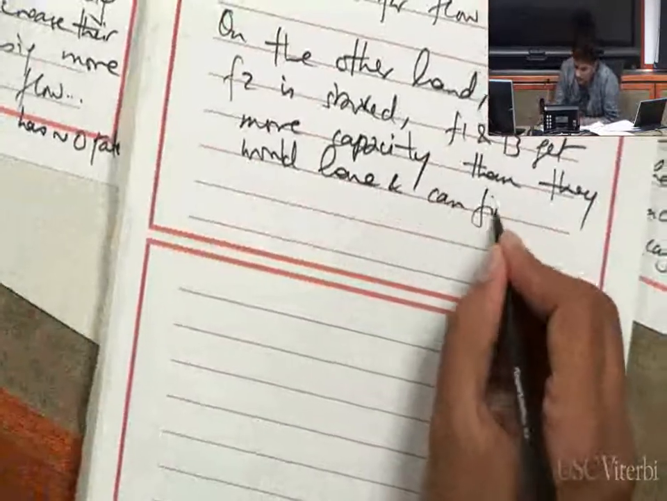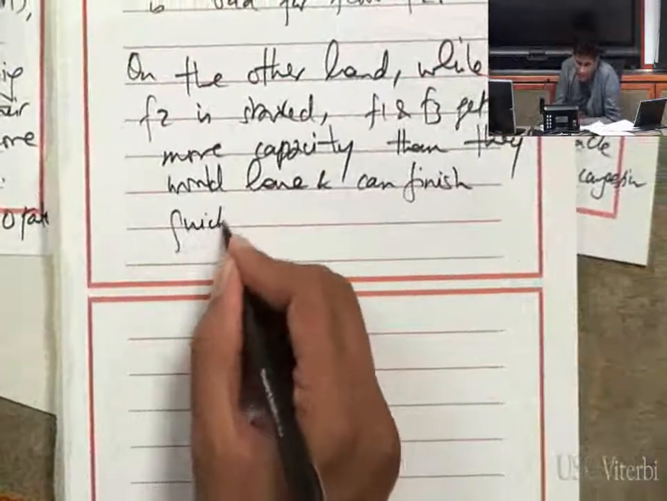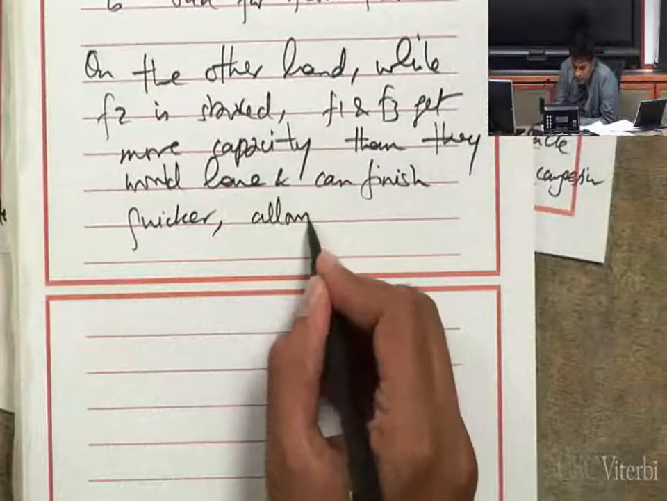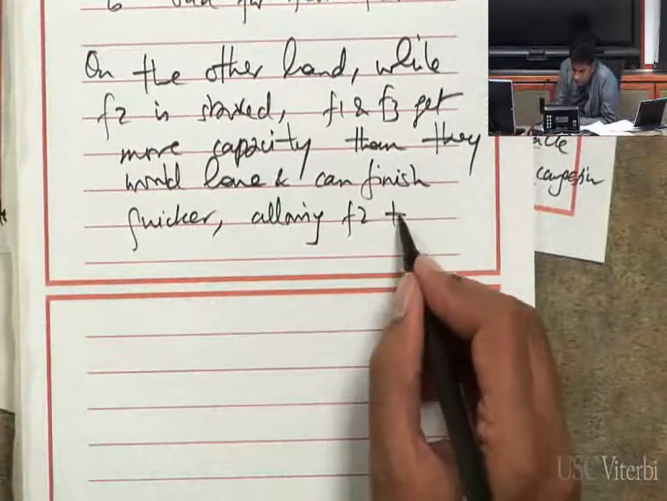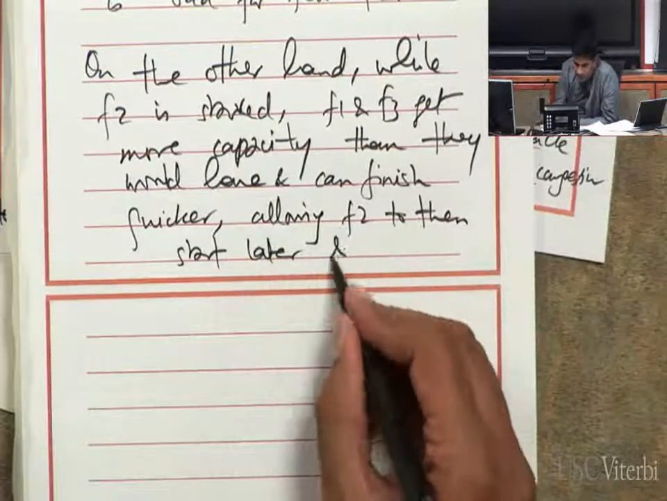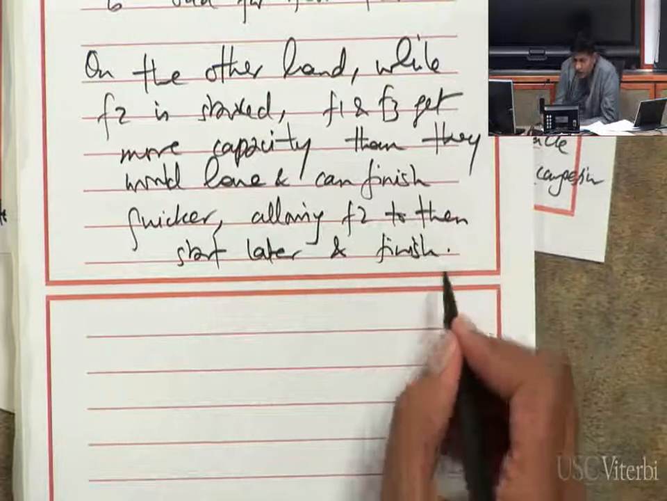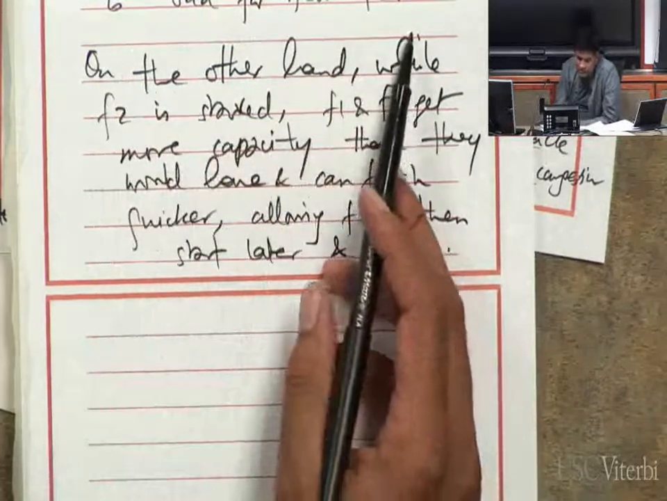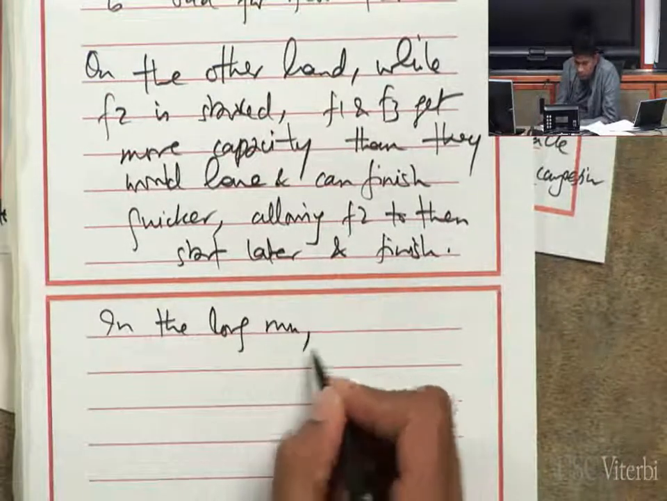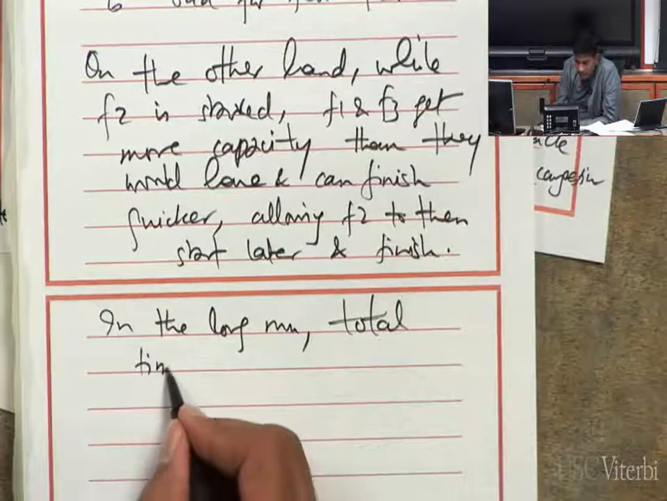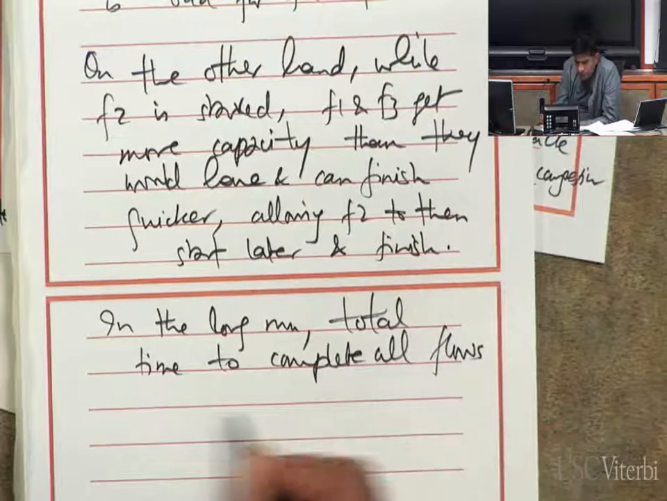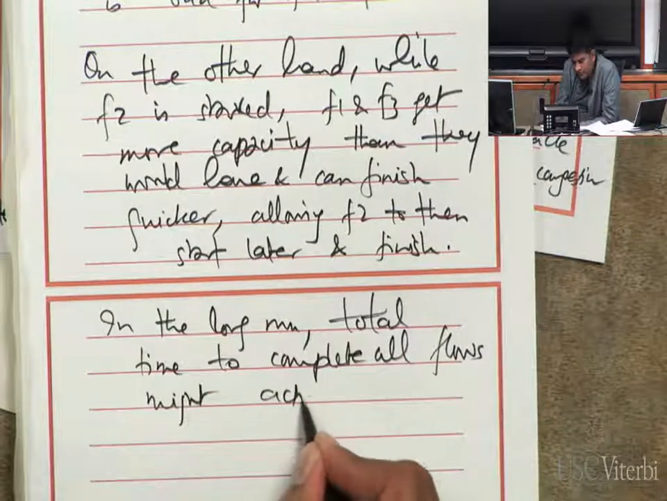And can finish quicker, assuming they're finite flows. They have a fixed amount of time that they need to run, at which point allowing flow 2 to then start later, and finish. So, although in the short term this is bad for flow 2, in the long run, the total time to complete all flows might actually be shorter.